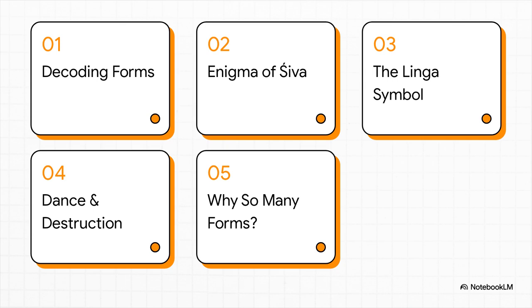All right, so here's our game plan. First, we're going to touch on the basic rules of this visual language. Then, to really see how it all works, we're going to zoom in on one of Hinduism's most complex and fascinating figures, the god Shiva. We'll explore his most abstract symbol, the linga, and then dive into his incredible, sometimes contradictory, manifested forms, from the terrifying to the graceful. And all of that will lead us to our big final question: why? Why the need for so many different faces of the divine?